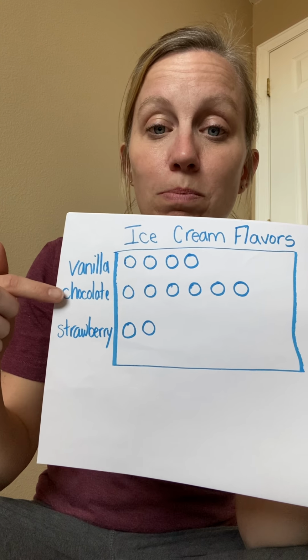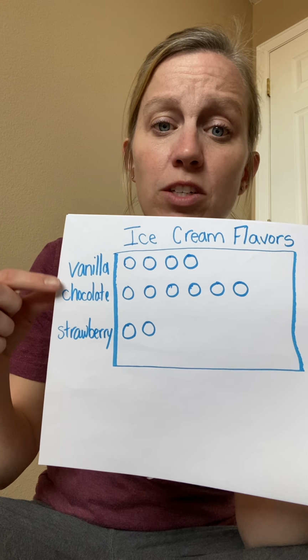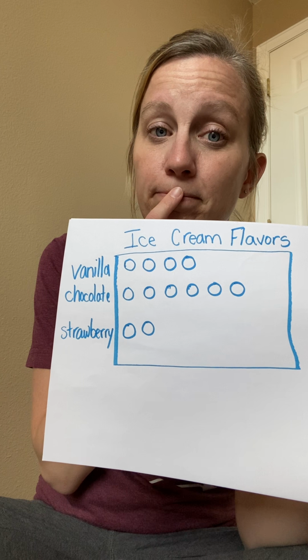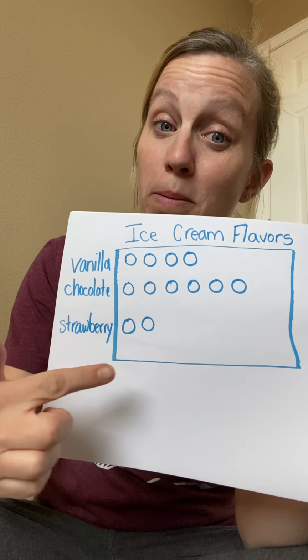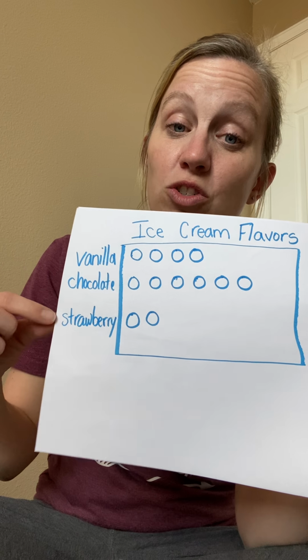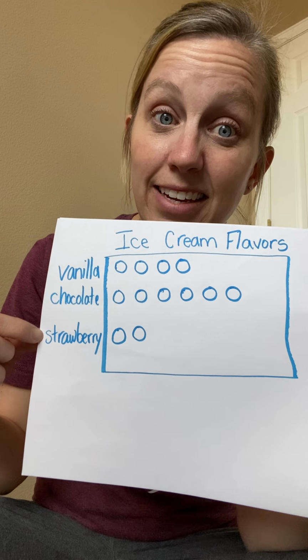Now, when we hear a question about which is the least, it means the smallest. So which of these would be the least? Vanilla, chocolate, or strawberry? Well, strawberry only has 2, and it is the least of all of these. So strawberry is the least.